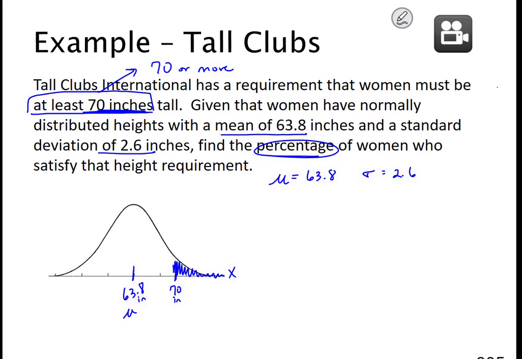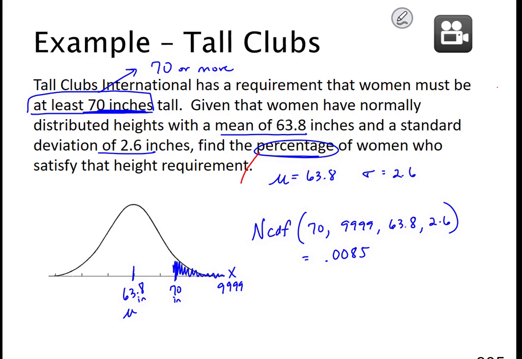And we now have a shaded area with a lower boundary, and then our upper boundary is going to be the 9s. And because we have those numbers on the axis, then we're using normal CDF from 70, comma, to 9999, comma. Mu is 63.8, sigma is 2.6. You type that into your calculator, hopefully you already have, you get 0.0085.